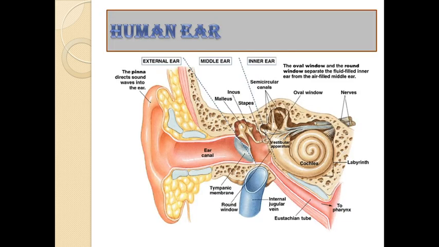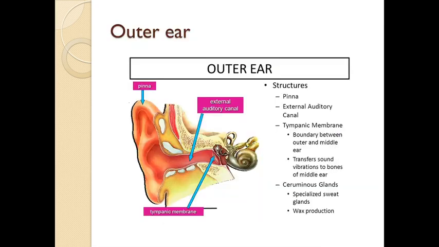Then comes the human ear. So this is the basic structure of the human ear, and there are three main parts of the human ear: the external ear, middle ear, and the inner ear. Then when the outer ear or the external ear is considered, the outer ear is composed of three main parts: the pinna, external auditory canal, and the tympanic membrane.